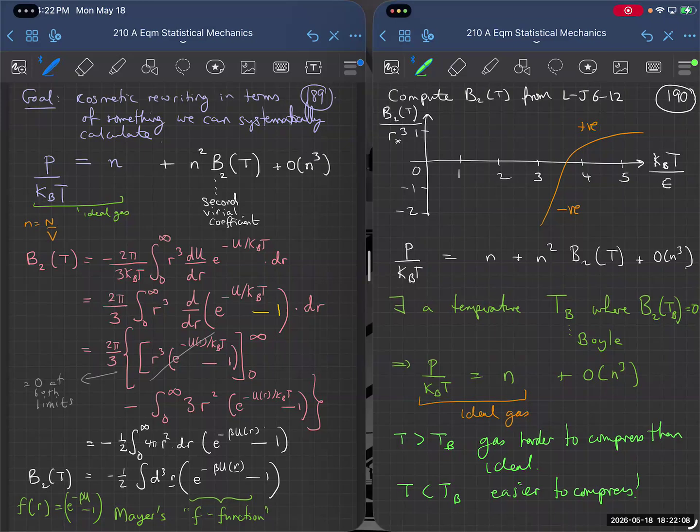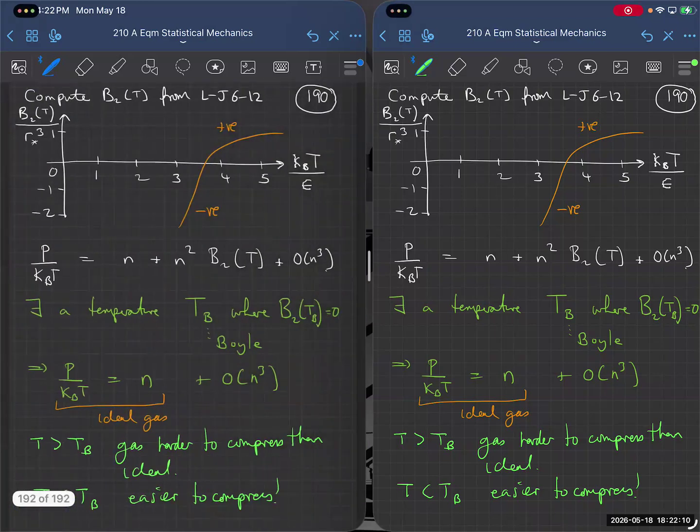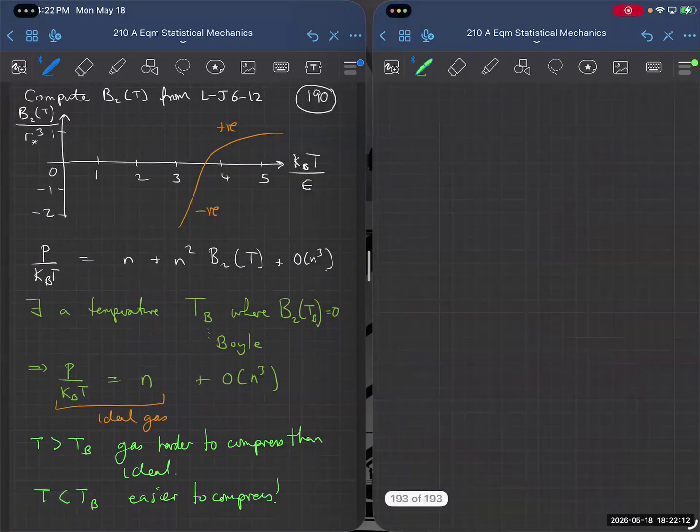And by the way, this happens here for gases. Similar things happen to polymer molecules in solutions. So if you do the statistical mechanics of polymers, there are analogs of this as well.